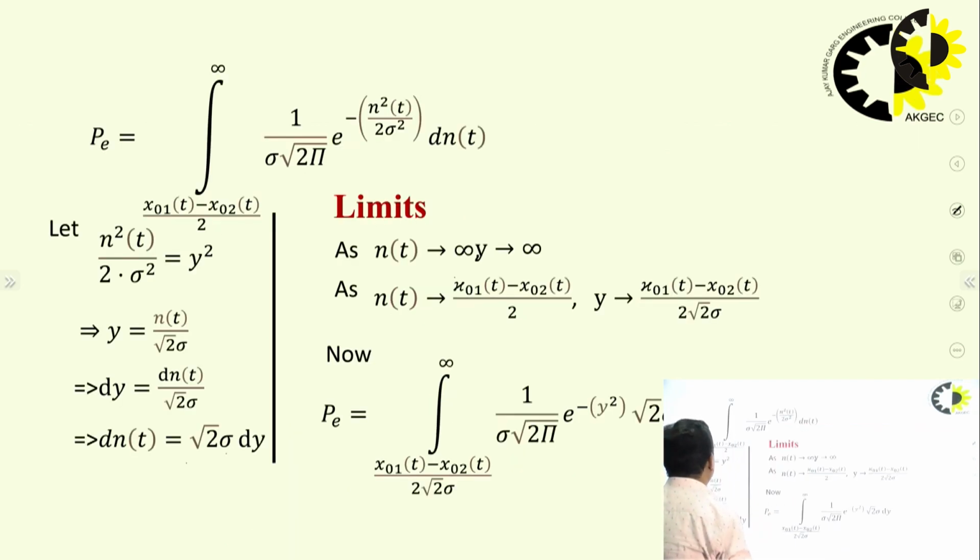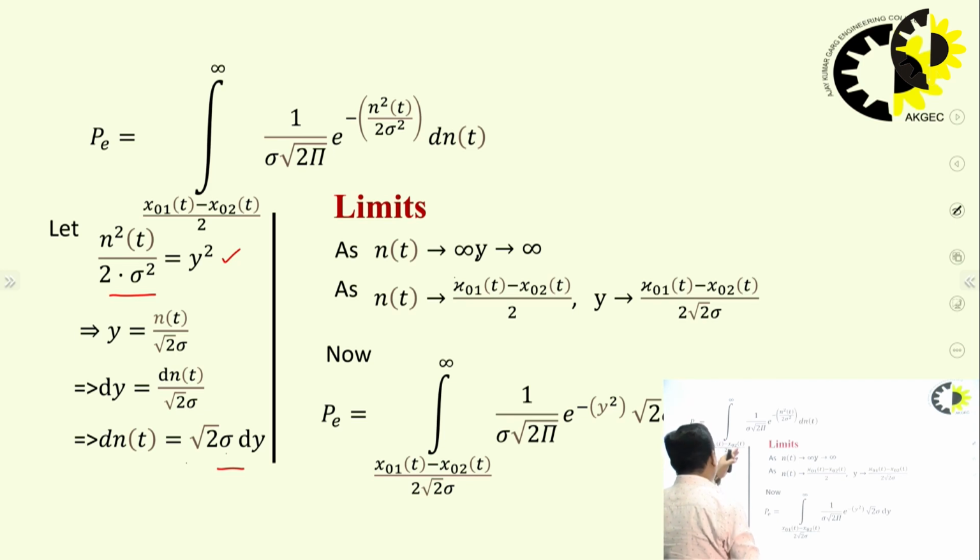Now integrate this. How do I integrate? I am using the substitution method. I am putting n square(t) upon 2 sigma square equal to y square, or y is equal to n(t) upon root 2 sigma. Now dy is equal to dn(t) upon root 2 sigma, or dn(t) is equal to root 2 sigma into dy. Now if I put the value of this y square, y is equal to this.